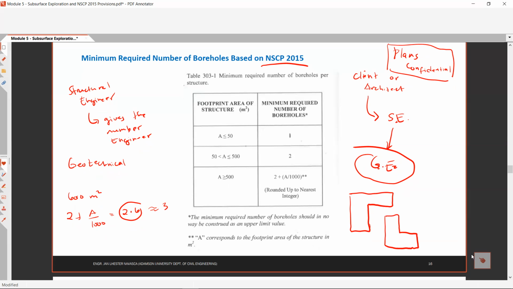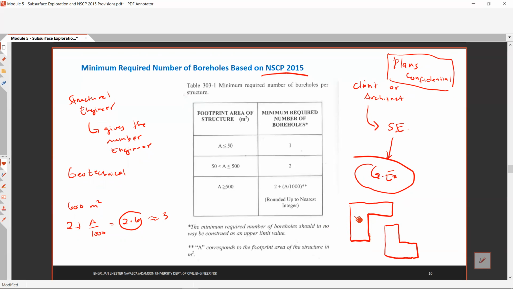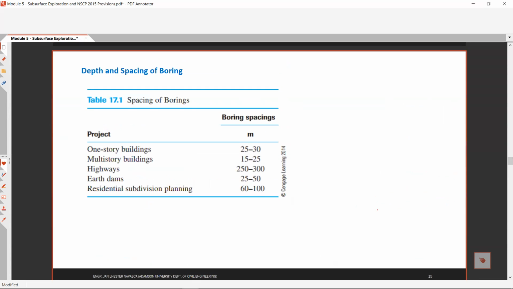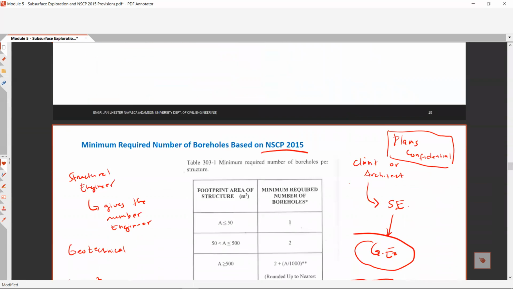So you need to determine how many boreholes. For example, this one needs 3 boreholes. So maybe you can place a borehole at this location, then this location, also this location. You need to consider the boring spacing.